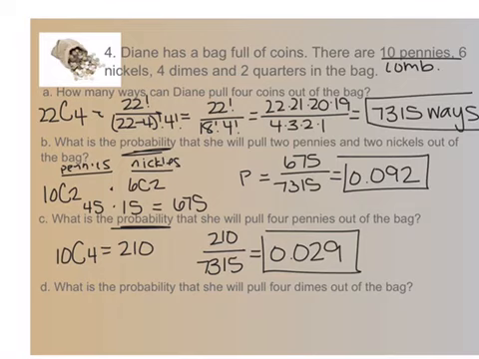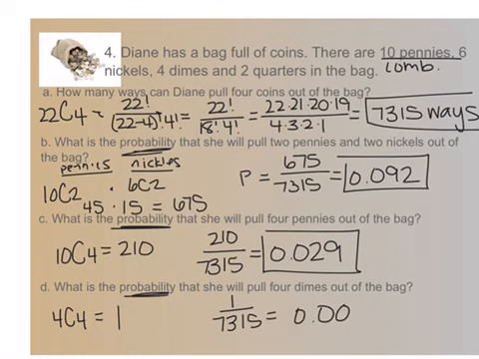And then the last part, part D here, what is the probability that she will pull 4 dimes out of the bag? So I have 4 total dimes, and I want to choose 4 of them. When I do that in my calculator, I get 1. So the probability of this is 1 out of 7,315, which gives me 0.0001.